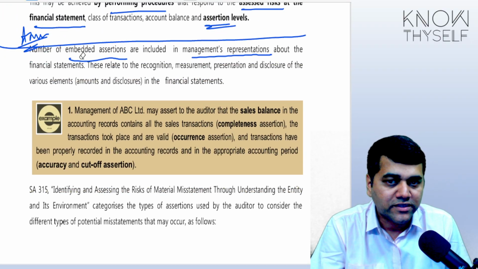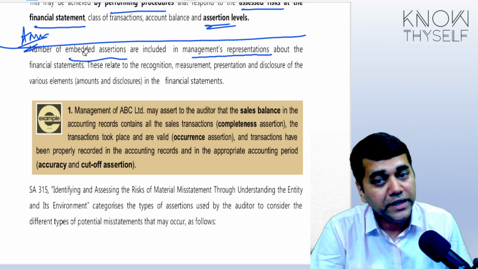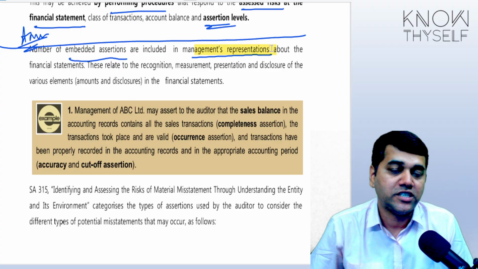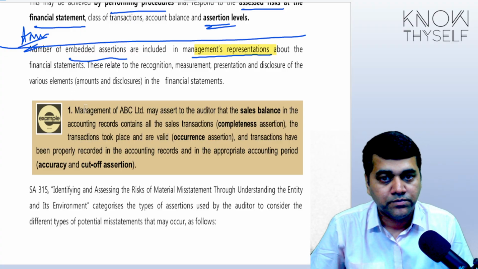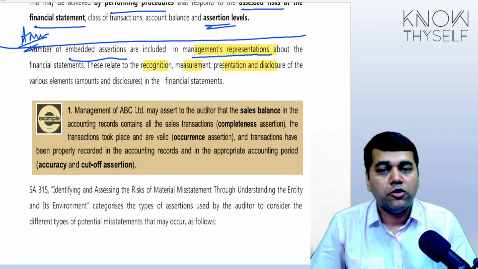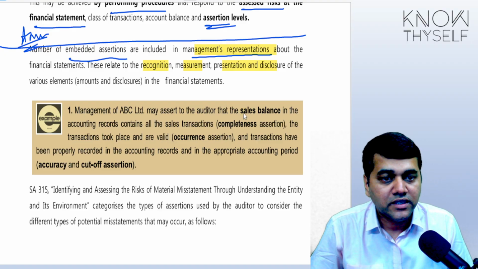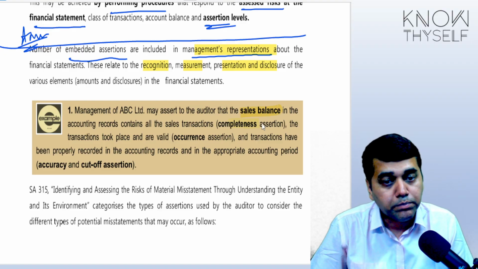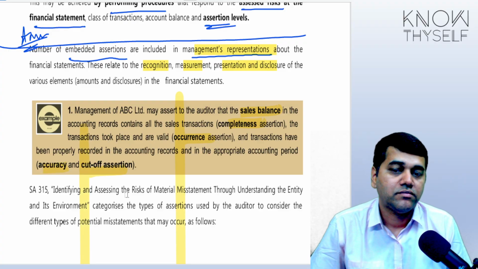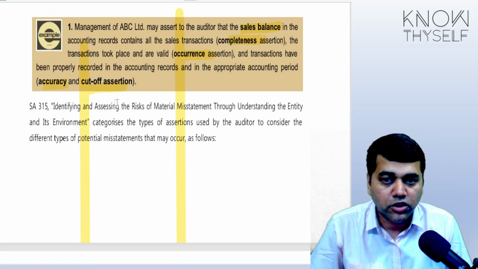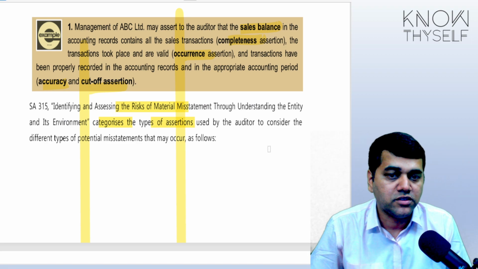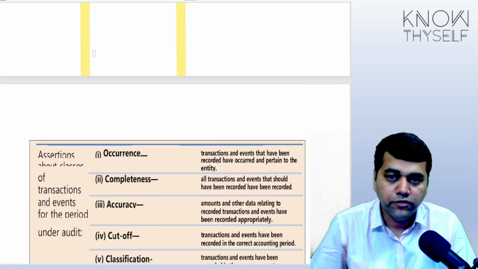So the number of assertions will be embedded. How many? That's what SA 315 says. In the management's representations about the financial statements, they relate to recognition, measurement, and presentation and disclosures. Now, management may assert that the sales balances are complete, occurred, accurate, cut off. SA 315, on assessing the risk of misstatement, categorizes the types of assertions in the following ways.